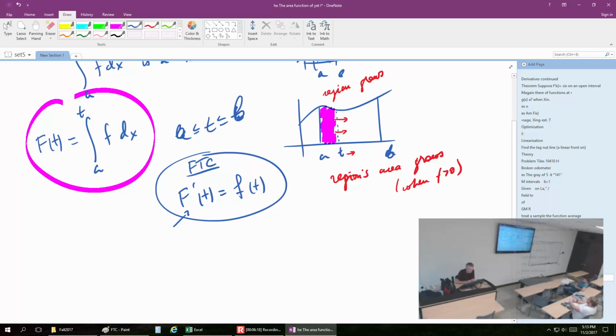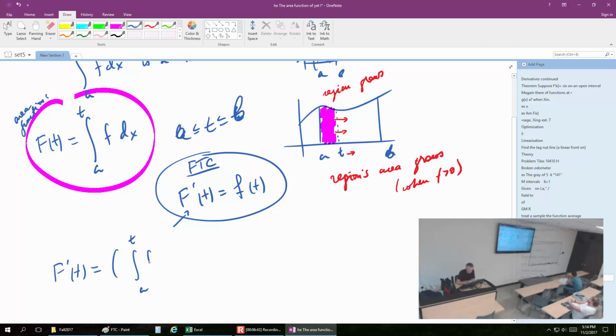So I'm looking at the right-hand side of the area function. So this is the area function, and I'll just differentiate it, and I'm supposed to end up with f. Okay, so f prime of t is, well, it is the derivative of the function. Let me write it explicitly.